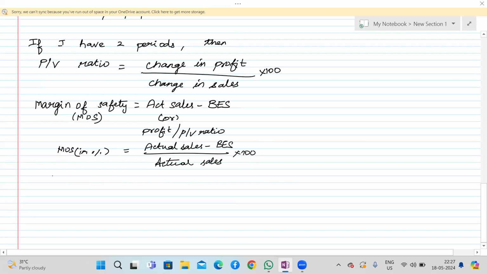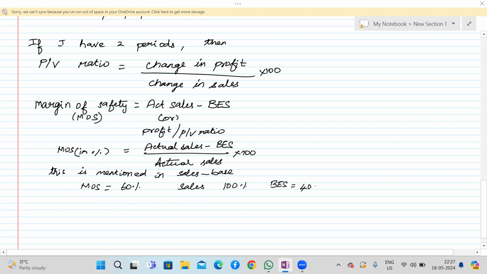So again, this is mentioned on sales only. So the base is sales. That means if margin of safety is 60 percent, my sales will be 100 percent. Then my break-even sales will be 40 percent, that is 100 minus 60. So 40 percent I will be getting.